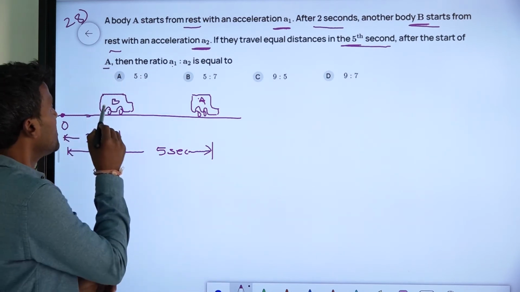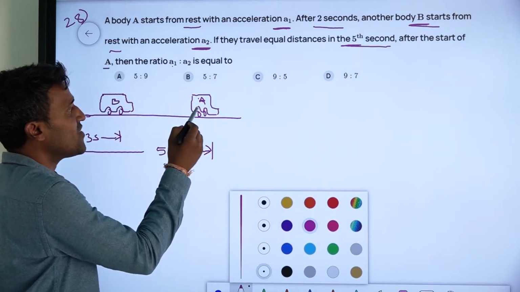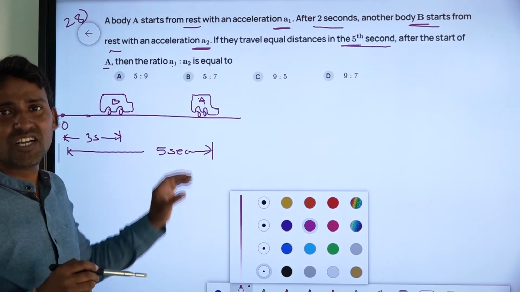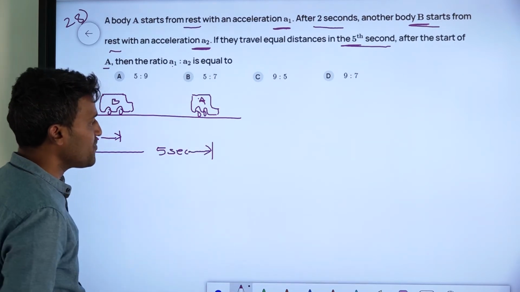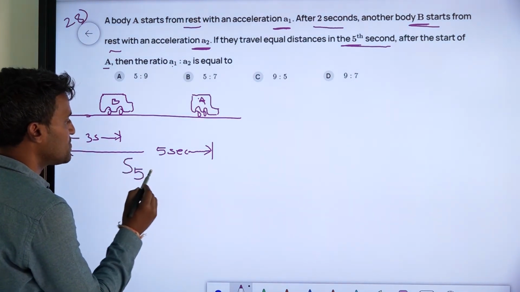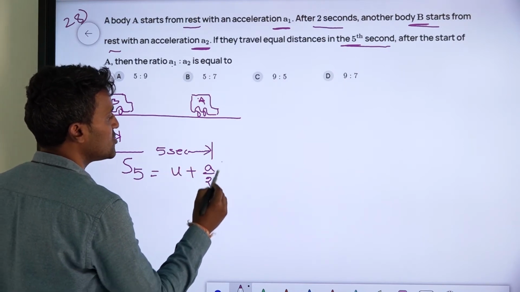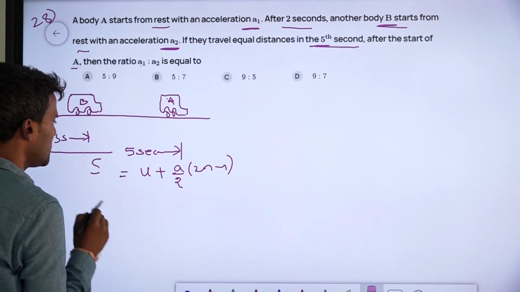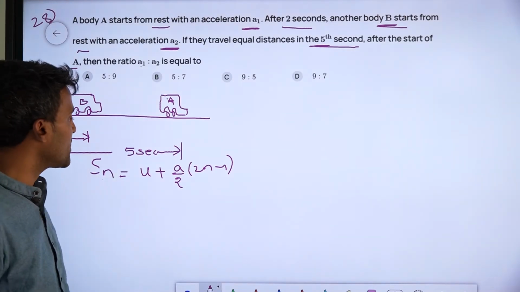Last second means the distance traveled in the 5th second is equal to the distance traveled in the 3rd second. According to that, you can write here S5. You know the formula: Sn is equal to u plus a by 2 into (2n minus 1).